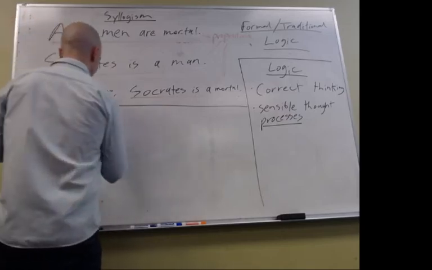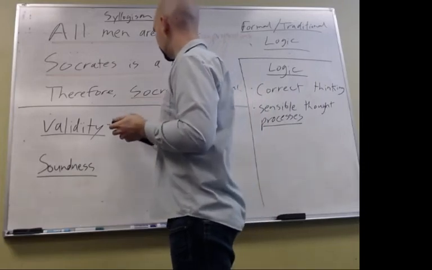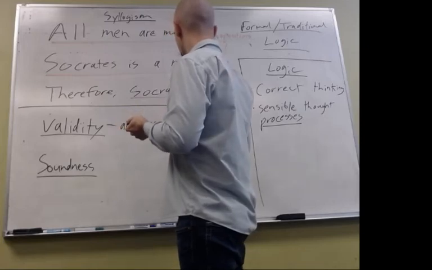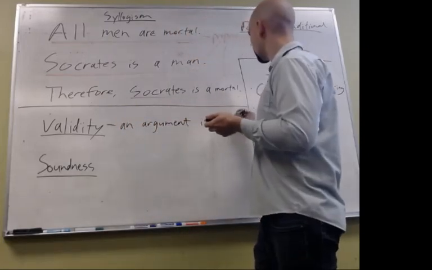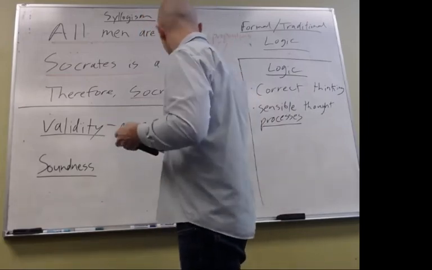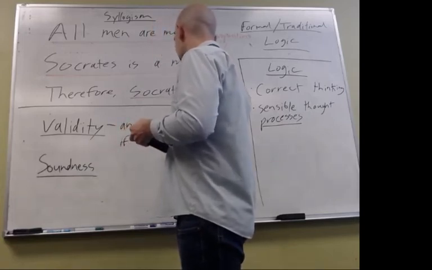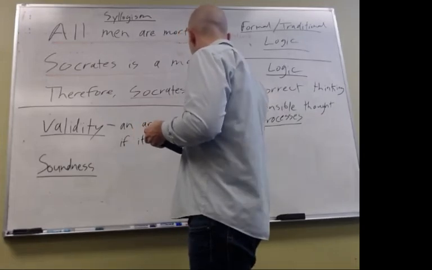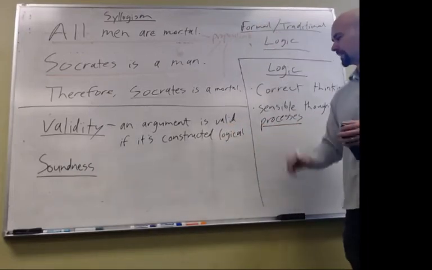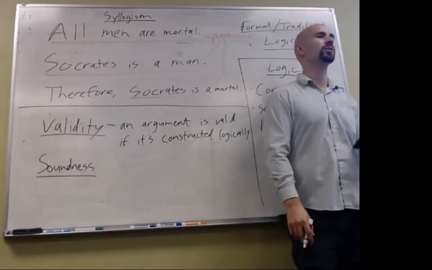So an argument is valid when it means that it is logical. I'll just say an argument is valid, and I'll tweak the definition myself because I think this will be a better way of saying this out of context from the book. An argument is valid if it's constructed logically. So that fish stick argument is valid. But an argument is only sound if it is both valid and true.